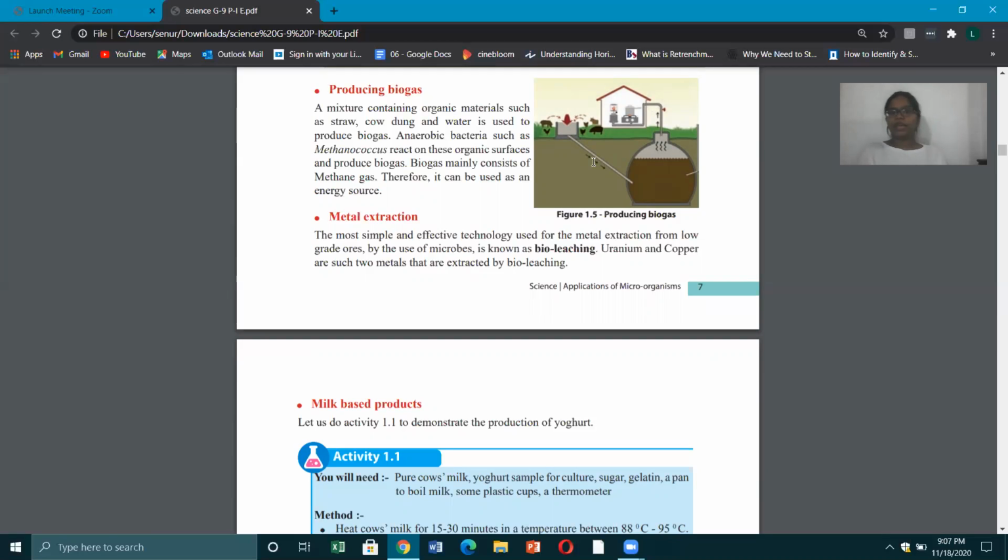And biogas mainly consists of methane gas. Methane gas is CH4, carbon H4. Therefore, it can be used as an energy source. Biogas is also used as an energy source as well.